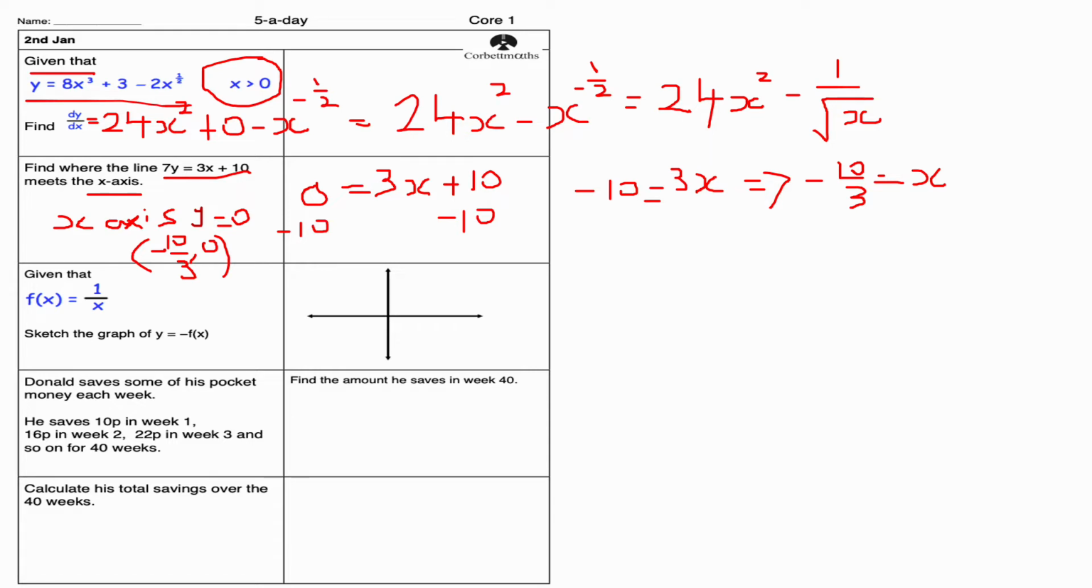Question number 3, guys. Given that f of x equals 1 over x, sketch the graph of y equals minus f of x. Well, 1 over x looks like this, so it's a rough sketch. It's what I call an asymptote to the x and y axes. What that means is it never meets, touches or intersects the y axis and the x axis, because if I set f of x equal to 0, I can't solve 1 over x equals 0.